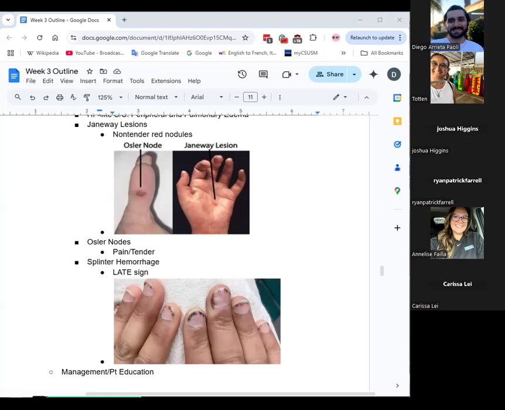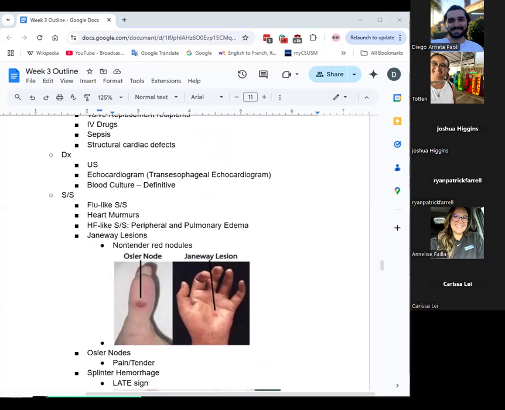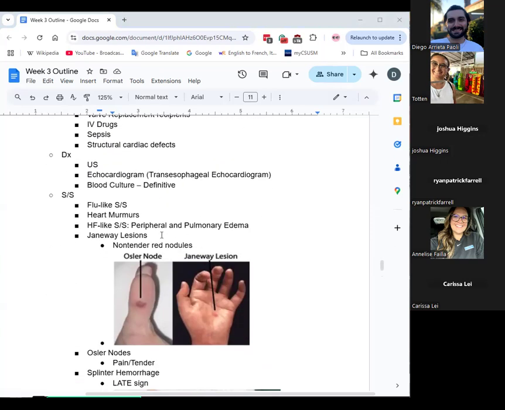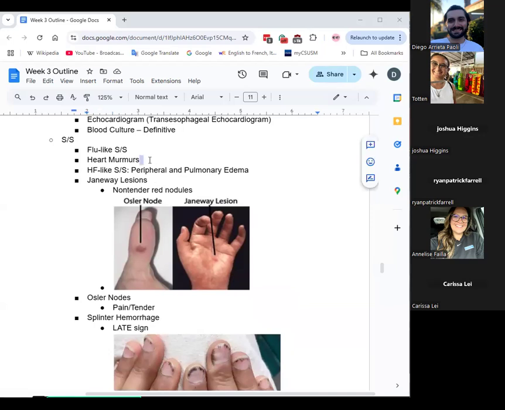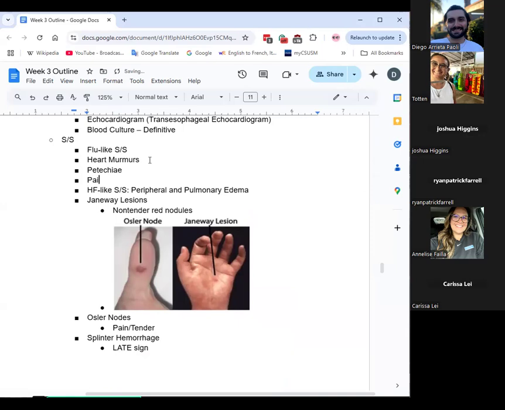But yeah, the NCLEX is pretty simple. Nothing too crazy. I think we already talked about petechiae. There's also pain when breathing. And these are going to be your main symptoms.